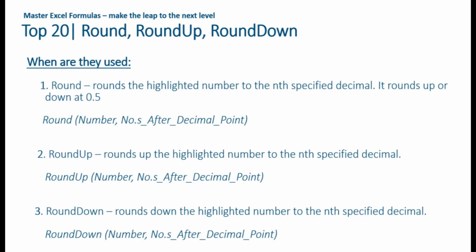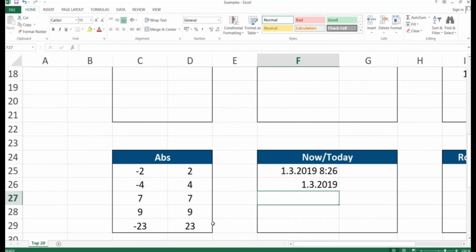ROUNDUP does the rounding, but to the next highest number, the next number after the specified number, depending on how many decimal points you want to leave or round this up to. And ROUNDDOWN rounds down the highlighted number to the nth specified decimal. So let me show you an example of this as well.